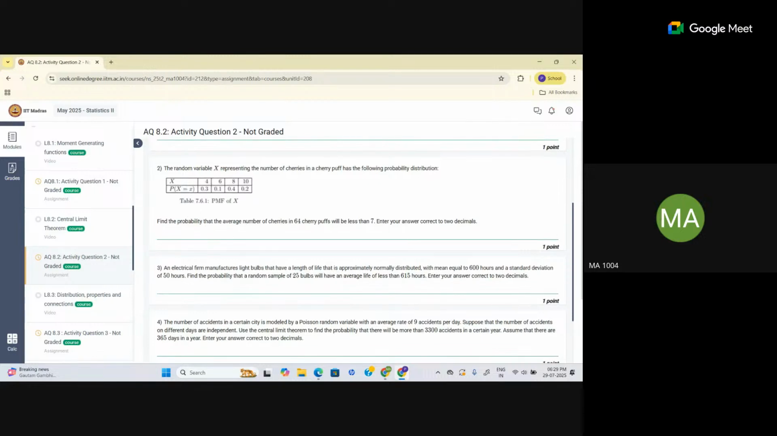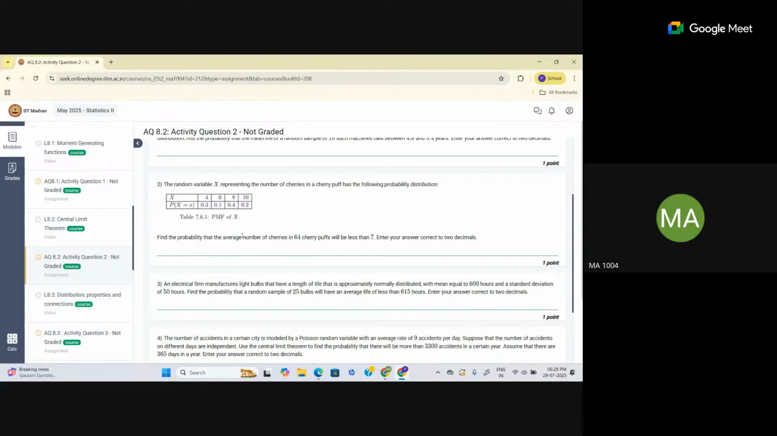Okay, so calculate the value of expectation first. What will it be? 7. Is it the same for everyone? 7 is correct or not? Yes, ma'am. Okay, so expectation of x is 7. The probability we have to find is that the average number of cherries in 64 cherry puffs will be less than 7.